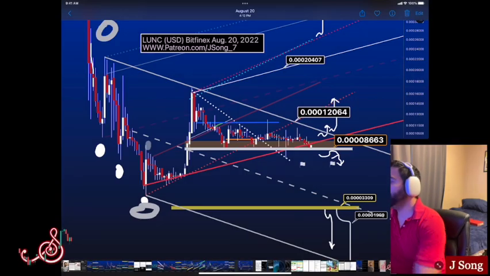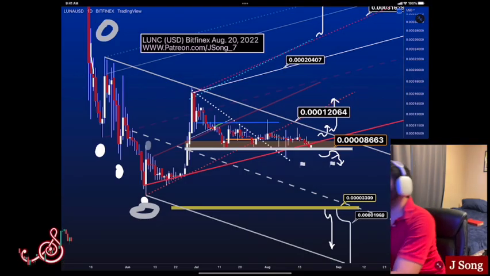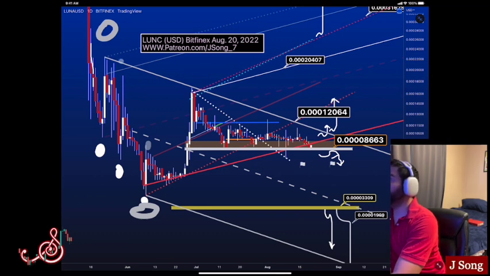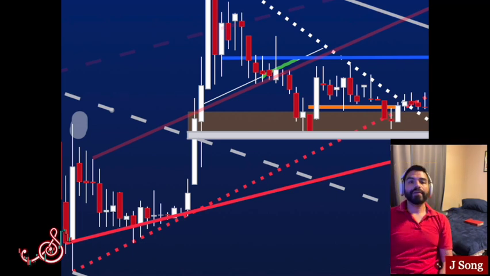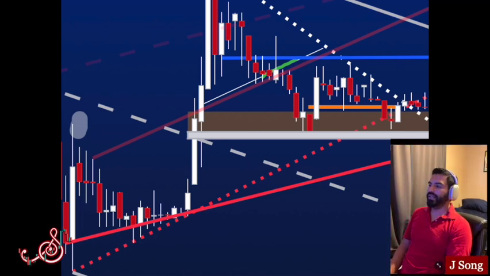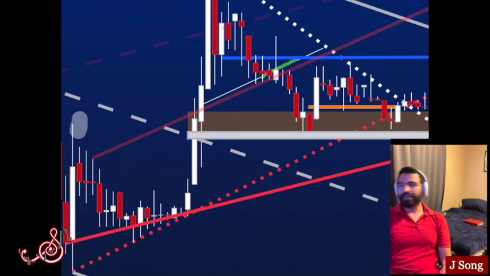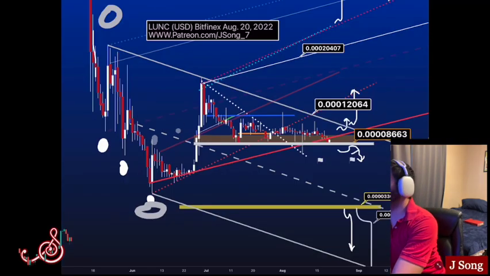Here we go. So, Luna Classic. Remember guys, this is our top, this is our bottom, this is our mid phantom. When we cross over from one side to the other, we pay attention to that area. This is a special sword cut I call step ups, or mid phantom step ups.